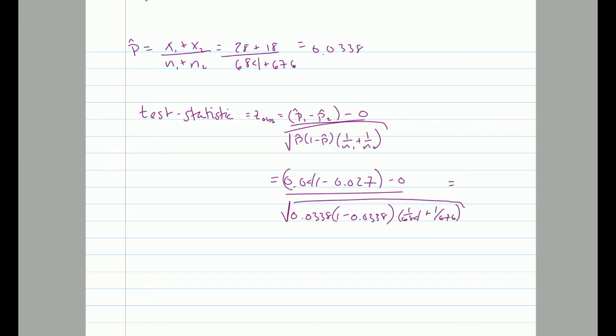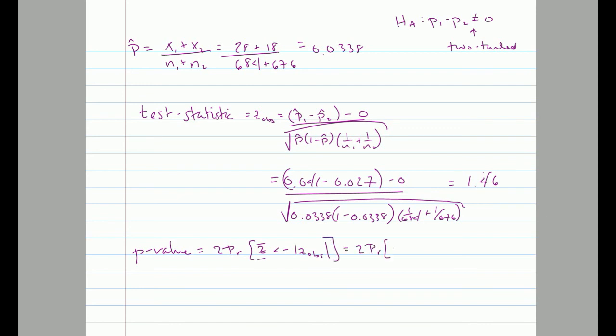When this is worked out, we get a z-score of 1.46. Our p-value, well, that's because, remember, our alternative hypothesis with p1 minus p2 is not equal to 0, so this is a two-tailed test. Our p-value is going to be 2 times the probability we get a z less than negative z obs. So we're looking for a small tail to double that. So it's going to be 2 times the probability we get a z random variable less than negative 1.46.